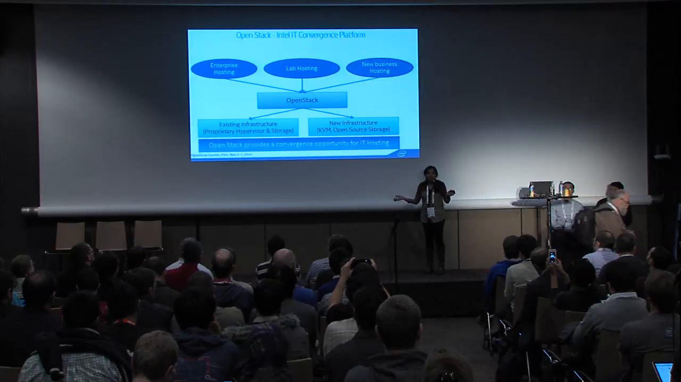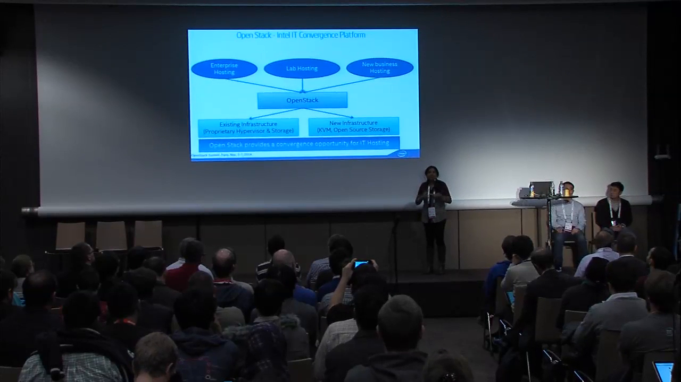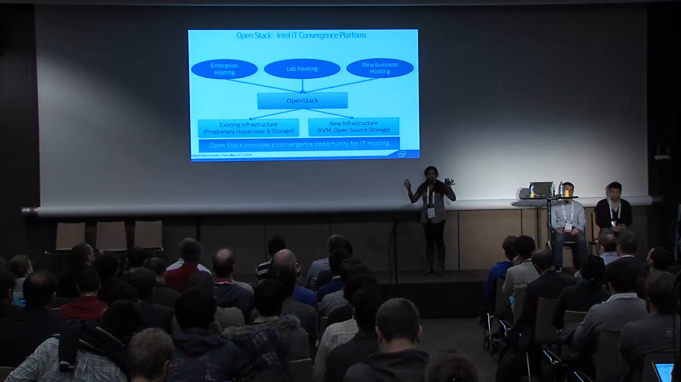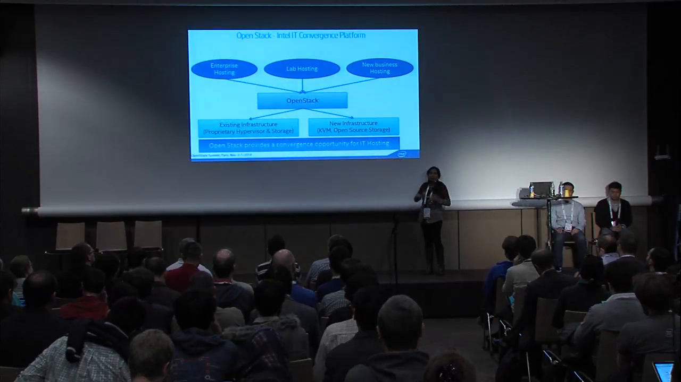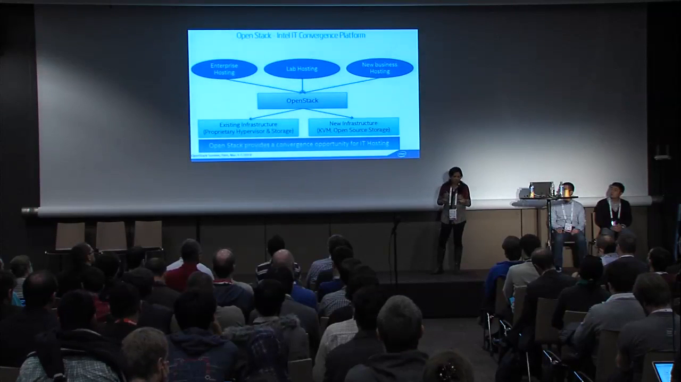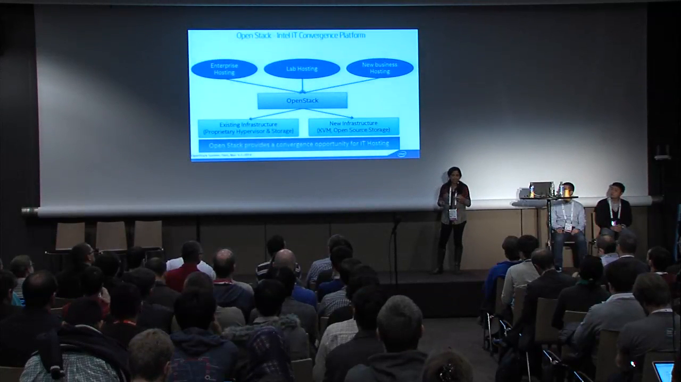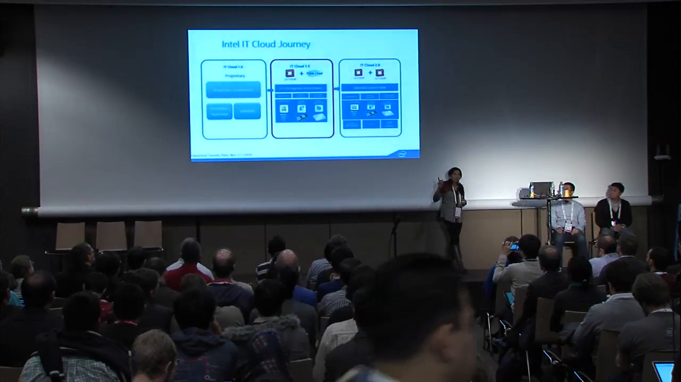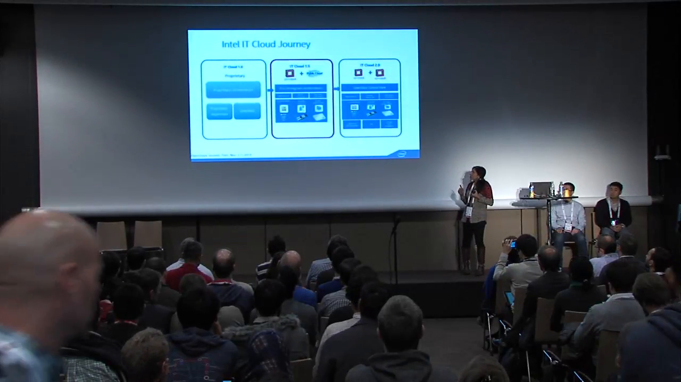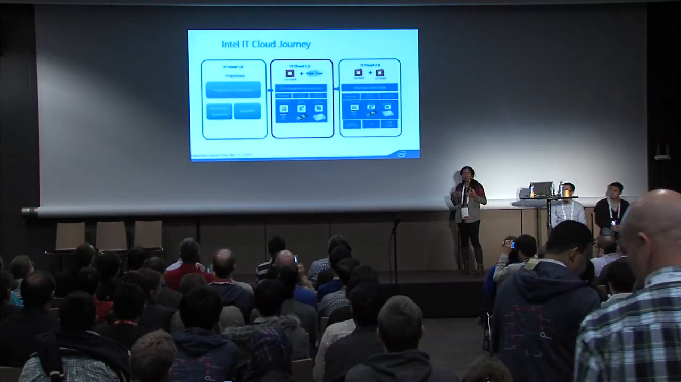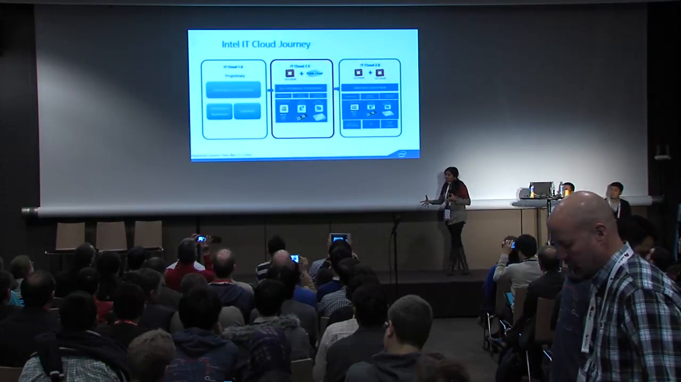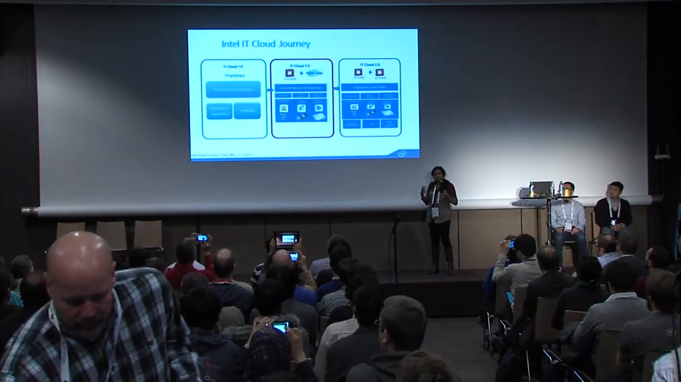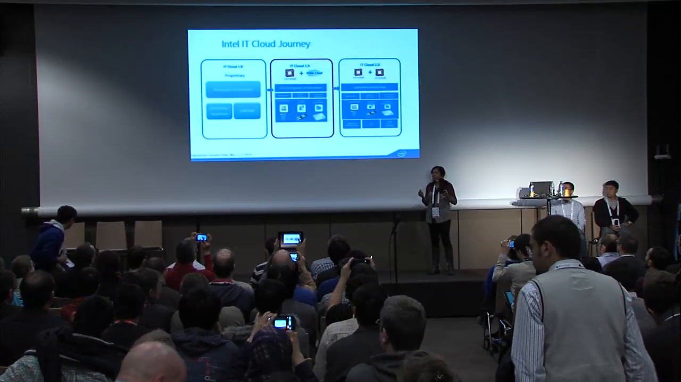There are different organizations. We're a 100,000 people company with different silos of compute infrastructures. But OpenStack then provides us a huge opportunity for consolidation. So this is our IT cloud journey. If you look at 1.0, it was a proprietary orchestration layer provided by a vendor, with proprietary hypervisor, proprietary storage. And it worked great, mostly a virtualization story for us.